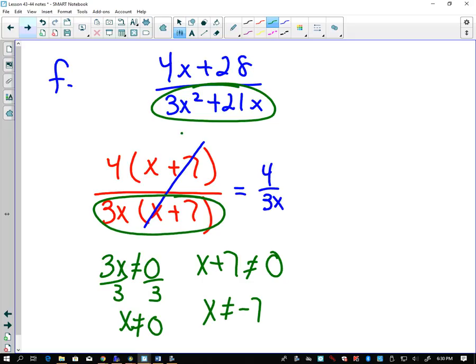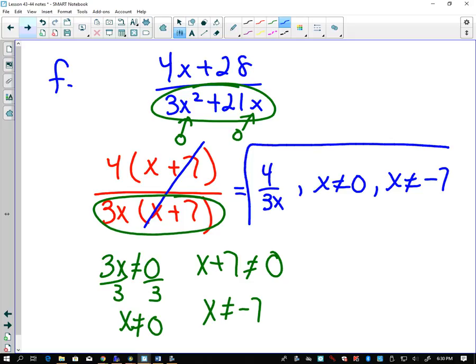Right, if I plug in a 0 right there, well, 3 times 0 is 0, plus 21 times 0 is 0. Well, 0 plus 0 is 0. That would give me undefined. Okay, I could try negative 7, and I ought to find that I get the same thing. So my answer should be 4 over 3x. X cannot be 0. X cannot be negative 7. Okay, this is my answer for F.